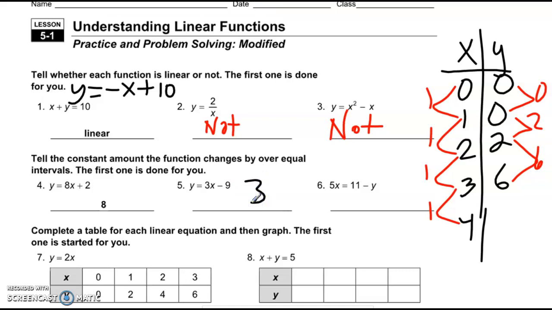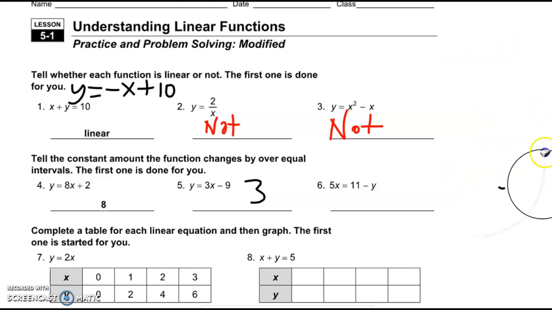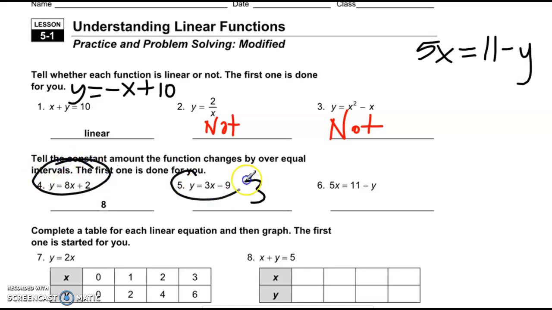On number 6, we have to do some work before we can identify the constant. We have to get y by itself. So what does that involve? I've got 5x equals 11 minus y. How can I get y by itself? Because I can't just say the constant's 5 yet. Notice how in that equation y was isolated, and then we could identify what the constant of change was. We can't do that yet on this equation. So, suggestions, Nolan, what do I need to do to get y by itself on this equation?